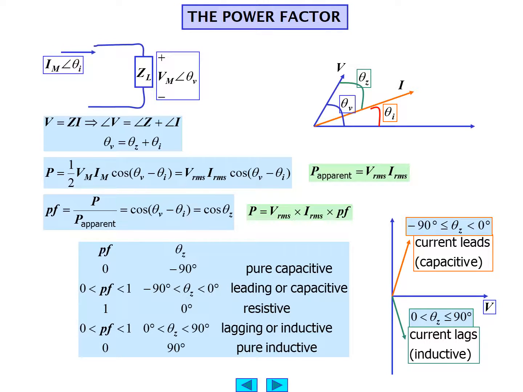And because of the nature of the cosine function, if the power factor is 1, we end up with a 0 degree resistive case. And if the power factor is also between 0 and 1, we can have a lagging or inductive, pure inductive. The reason why we have those two different ranges, which look similar for the power factor always going between 0 and 1, is because cosine is an even function. Cosine theta is equal to cosine minus theta.